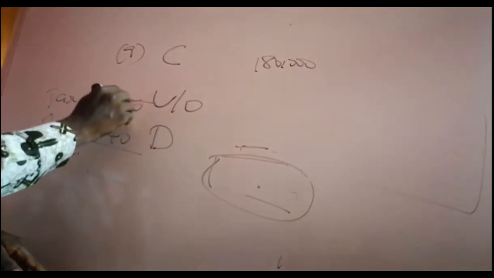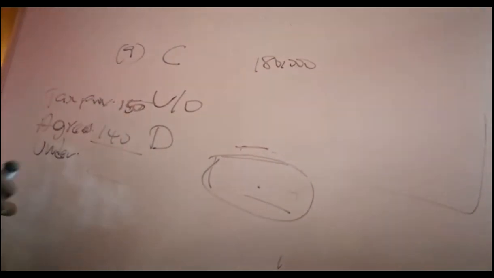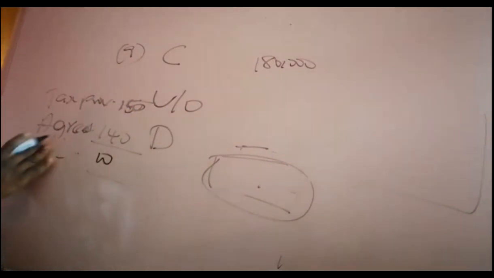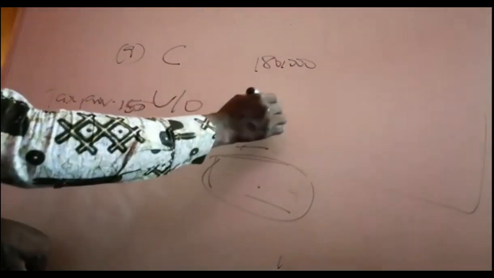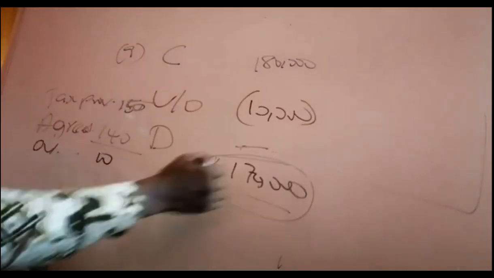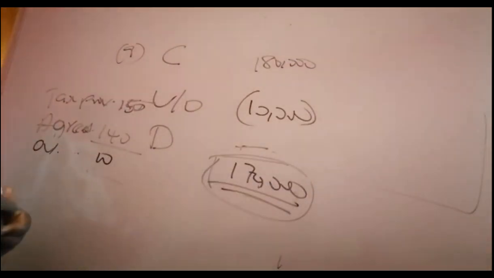They provided 150, and the tax authority said they should pay 140. So that means over. They provided more by 10,000. So here will be over 10,000. You less, get 170. You are done. So that's the end of the question.